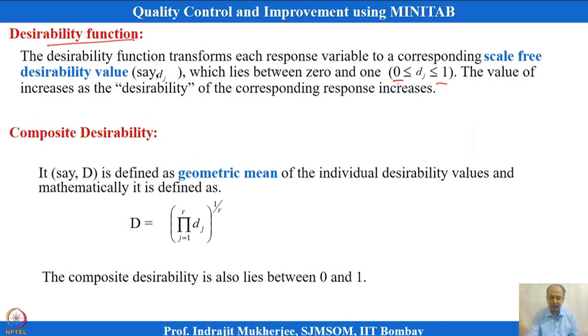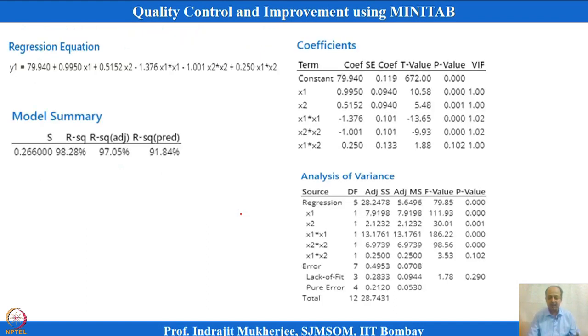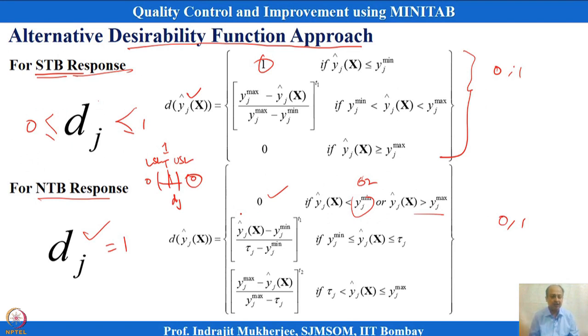Similarly, when we are using the larger the better type of function, if it has to be more than certain values, then desirability will be considered as 1 over here. So, this is the function that converts the response into relative measures, and there are three types of functions over here. One is for larger the better, one is for nominal the best, and one is for lower the better, or smaller the better. These functions will be used by Minitab to convert the value.